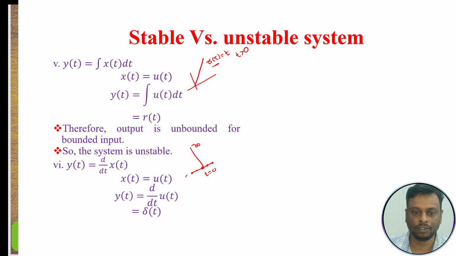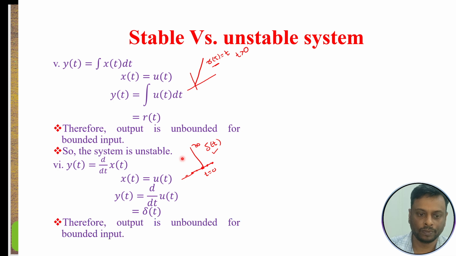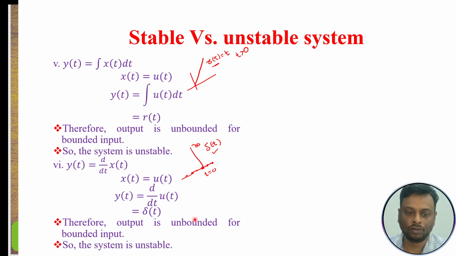I am talking about the continuous time signal. So this is our del of t. That is why in this case also the system is not stable. The output is not producing a bounded one. So the output is unbounded for the bounded input. So this system is an unstable system.